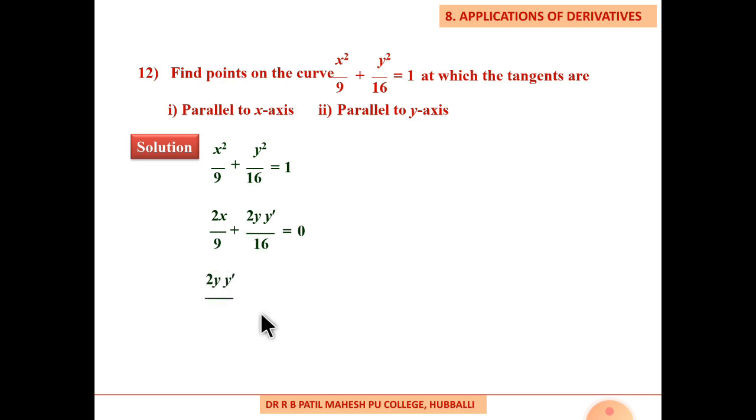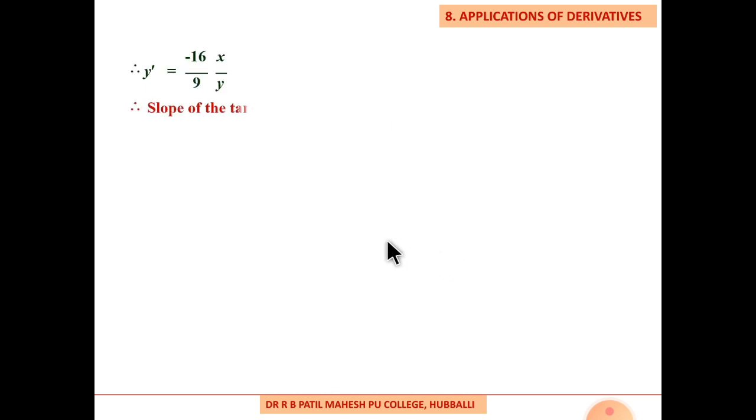Next, 2 times y into y dash divided by 16 equal to minus of 2x by 9. Next, 2 gets cancelled. Y into y dash equal to, taking this 16 to the right hand side, we get minus 16 by 9 into x. Therefore y dash equal to minus 16 by 9 into x by y. So this is dy by dx or y dash. Now by using this one, the slope of the tangent to the curve is minus 16x by 9y.